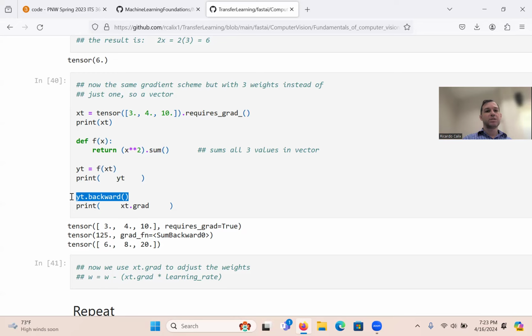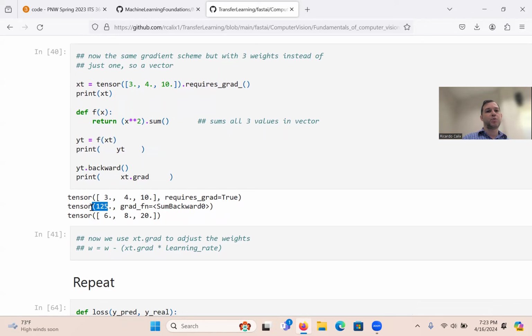So now when we run this, we got 3, 4, 10 that goes in there. That's 125, right? If you square these and sum them, it should give you that. And then these should be the derivative values of it. 2x, right? So 10 times 2 is 20, 4 times 2 is 8, and 3 times 2 is 6. Do you see that? x squared versus 2x. Got it, guys? So anyway, that's kind of the idea.